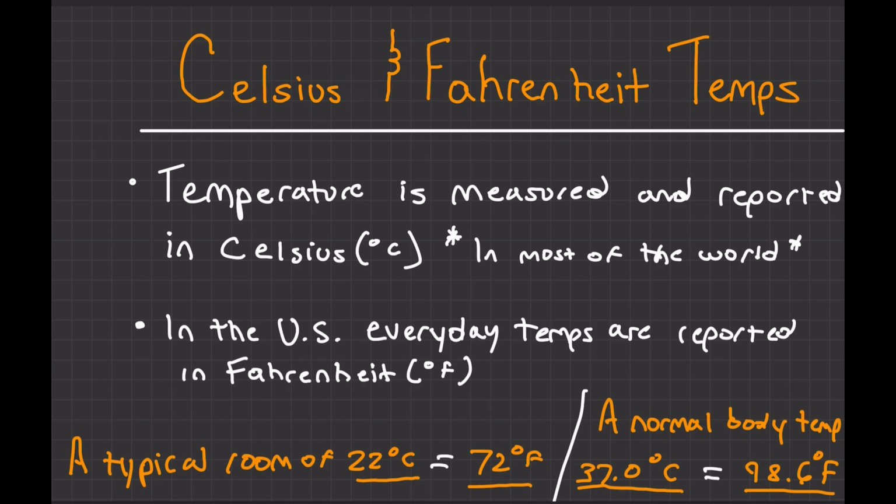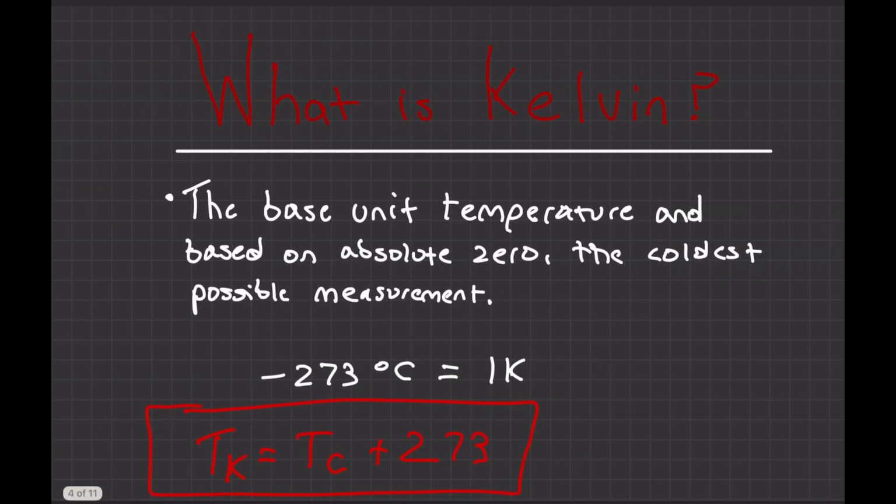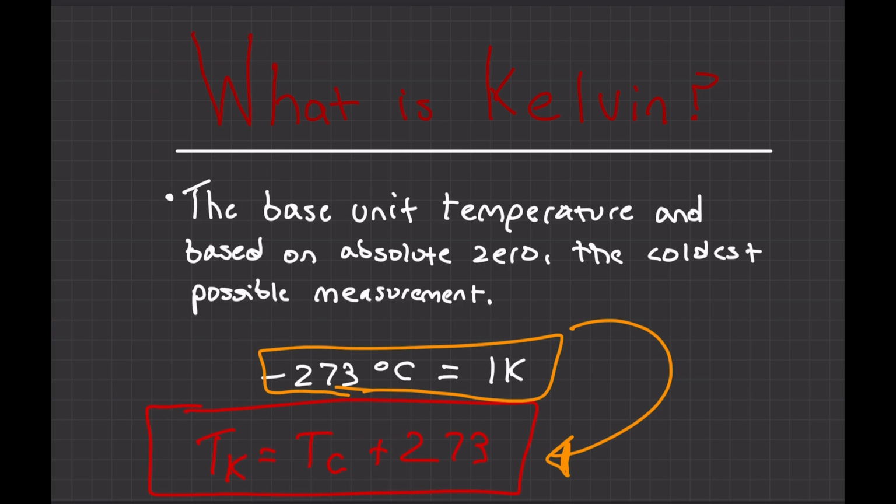And we can use them interchangeably. We can convert from Celsius to Fahrenheit, Fahrenheit to Celsius, and they give us the exact same temperature. It's just different units. Lastly, we have Kelvin, and Kelvin is just the basic unit of temperature, and it's based on absolute zero, so it's the coldest possible measurement. So you can say that 1 Kelvin equals negative 270 degrees Celsius. And right here we actually have the equation for it, and we'll go into more depth when we go into some of the practice problems.